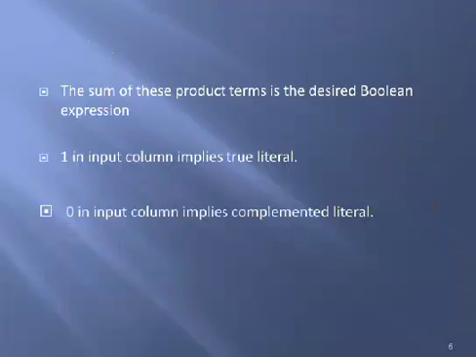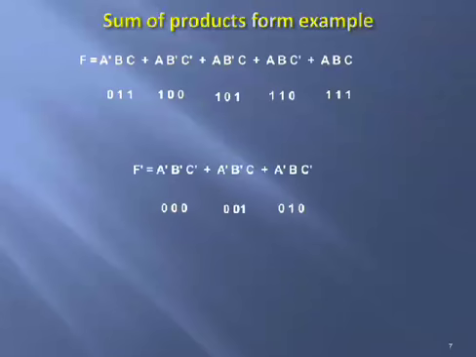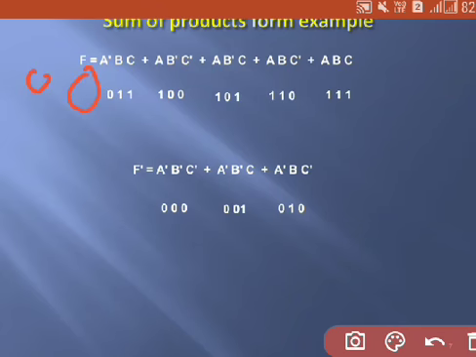That is the meaning of this. 1 in the input column implies a true literal, and 0 in the input column implies a complemented literal. Now I am considering an example with minterms 0 1 2 3 4 5 6 and 7. Let us say for 3 onwards the output is 1, and from 0 to 2 the output is 0.